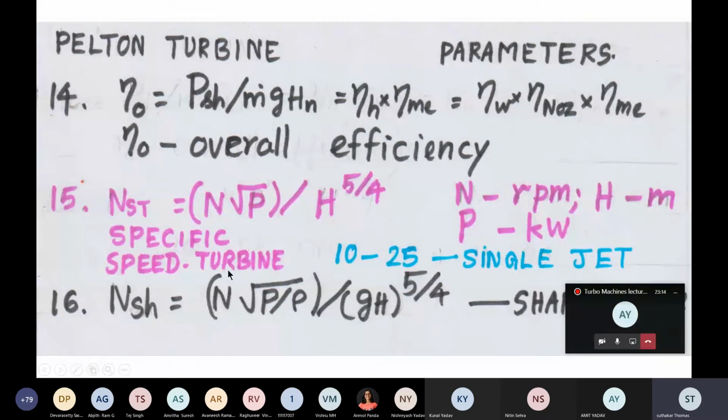So specific speed for a Pelton turbine is around 10 to 25, mainly for the single jet units. So you have multiple jets. How do you calculate? That is one issue. One method is to put power for a single jet. You will get a value like this. If you put the power for the entire number of jets, the value you get may go up to 50. So one should say specifically what power is used. Is it for one jet or for the complete turbine?